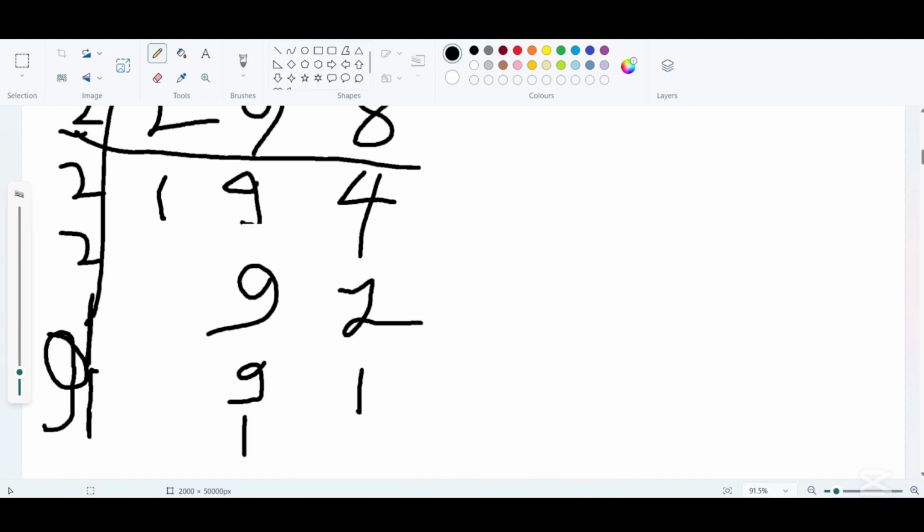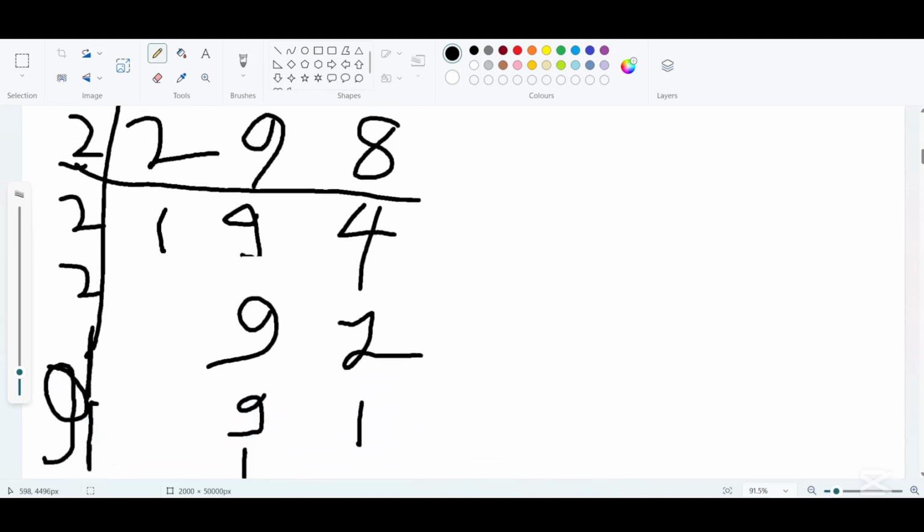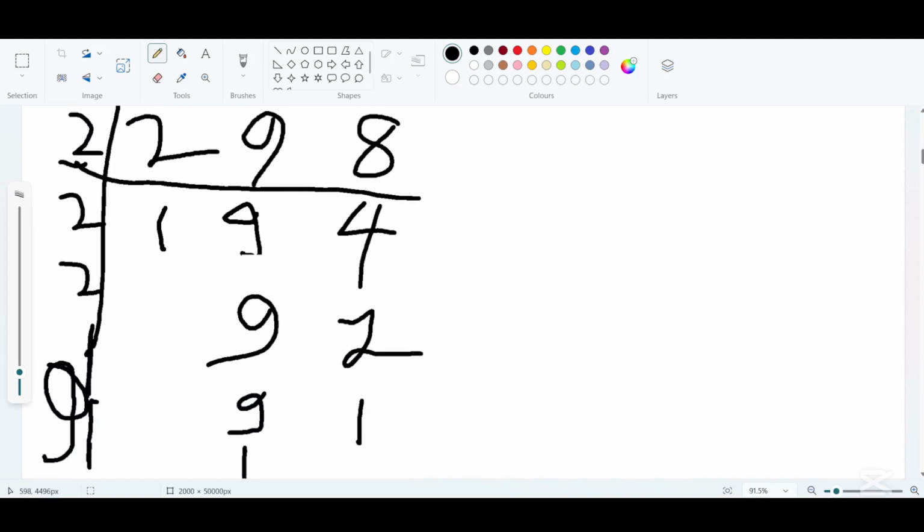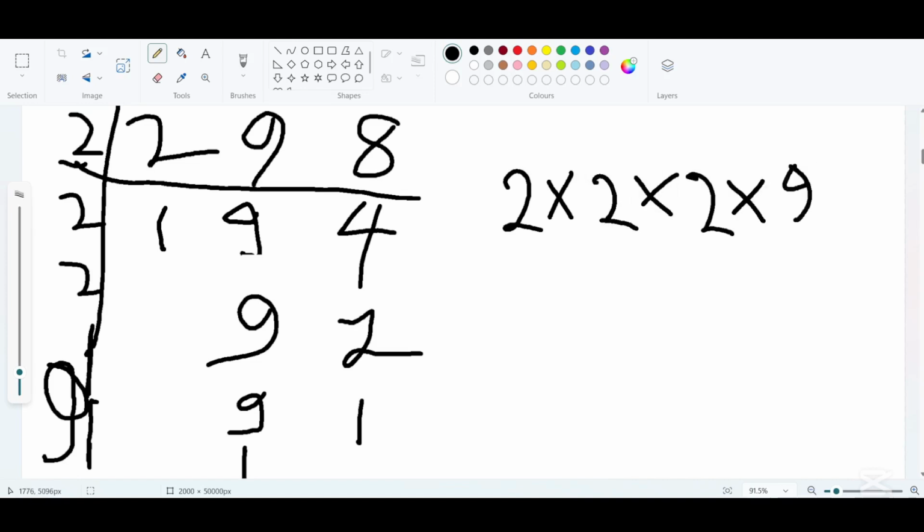So what is the final answer? It's going to be 2 times 2 times 2 times 9. 4 times 2 is 8, times 9 is 72. That's why it's 72. So it's the lowest common multiple.